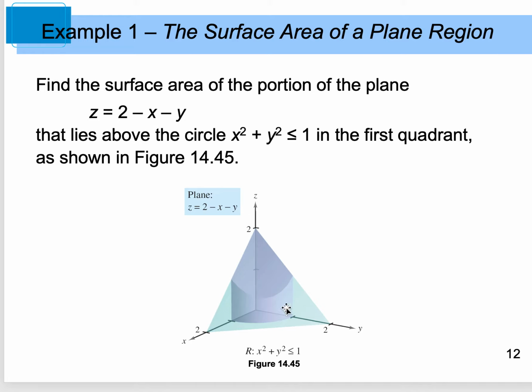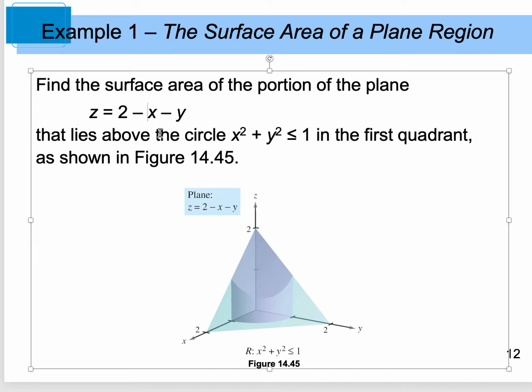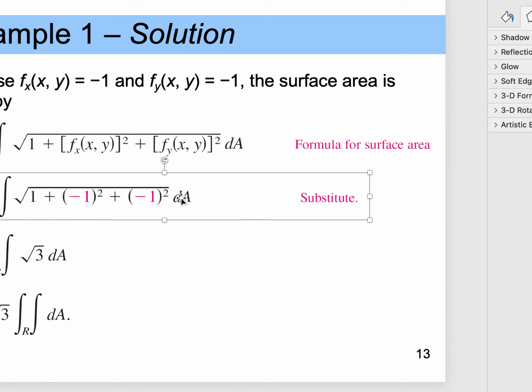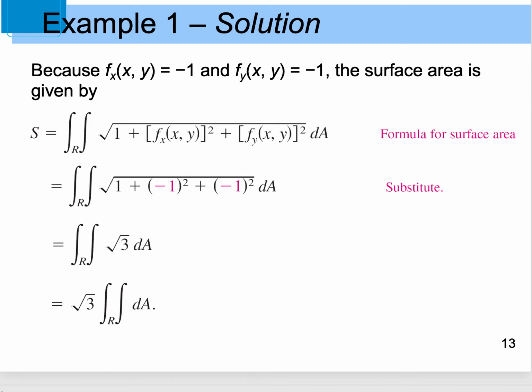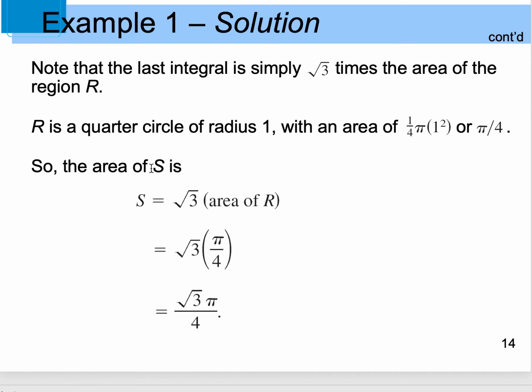So let's think about, I have 1 and 1 here, but what happens if I take the derivative of this with respect to x? That's going to give me a negative 1. If I take the derivative with respect to y, that's also going to give me a negative 1. And look at how nicely that pops in here. So when we're doing this, I'm looking for the derivative with respect to x and the derivative with respect to y, and I'm going to square them, which gives me the square root of 3. So I can pull that square root of 3 out front because it's a constant and just integrate dA.